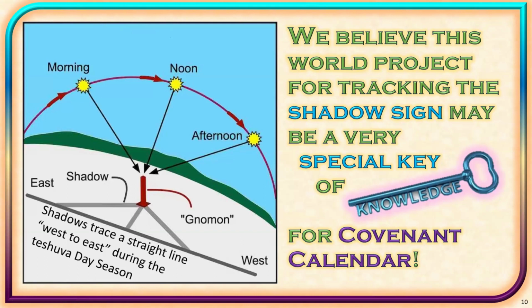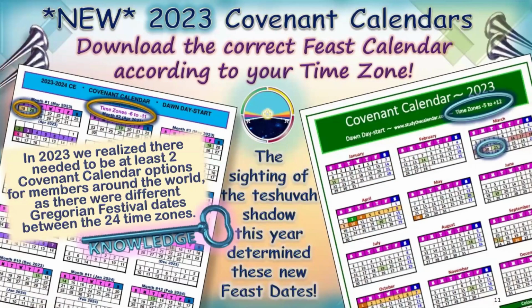covenant calendar. For covenant calendar people, they're now understanding that this is a very important key in our hands. Well, what happened last year, which we already talked about last week, is that we had 2 calendars that we had to put out because this straight line shadow separated us between 2 dates on the Gregorian calendar. So we put out a calendar for those that were in time zones -6 to -11 or -12, okay? And we had to put out another one for those that were in time zones -5 to +12.